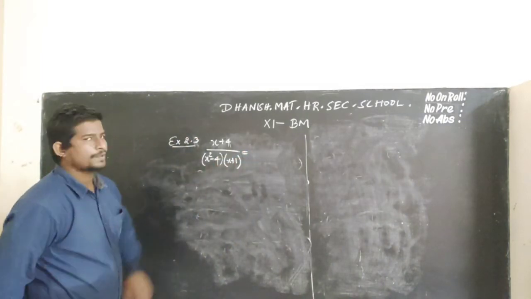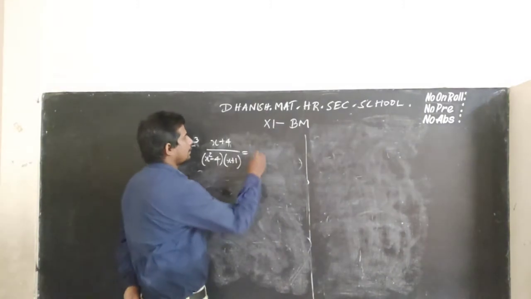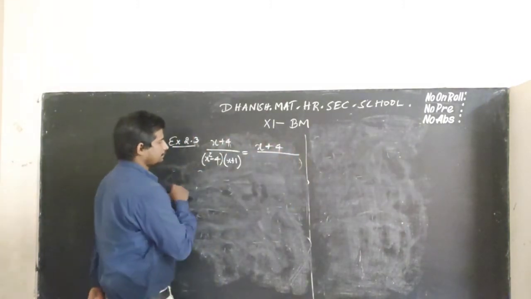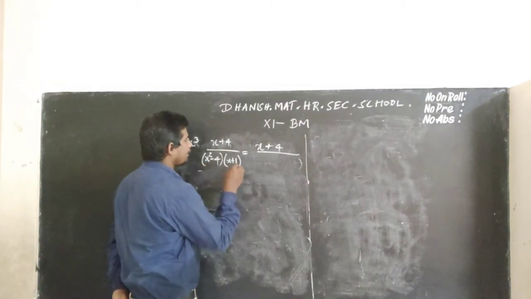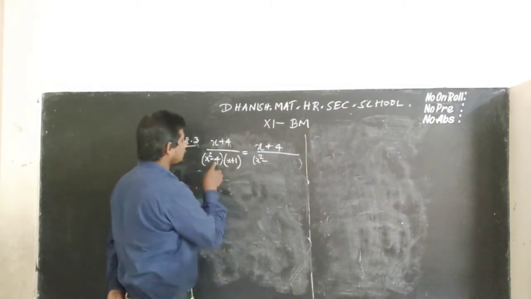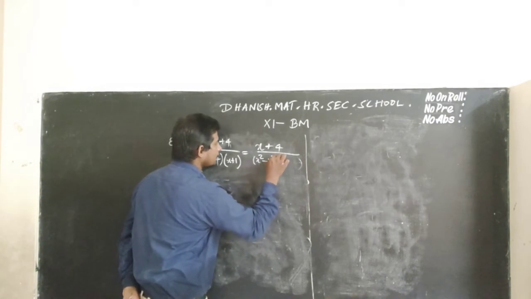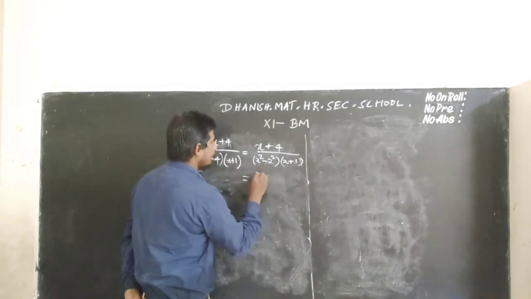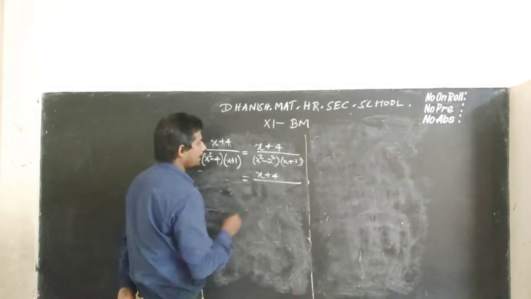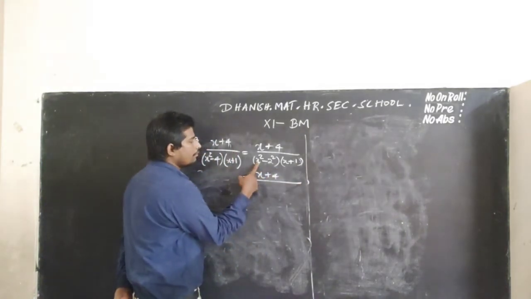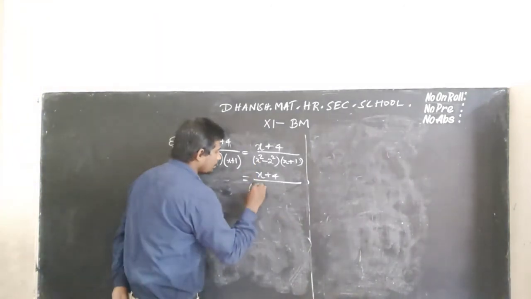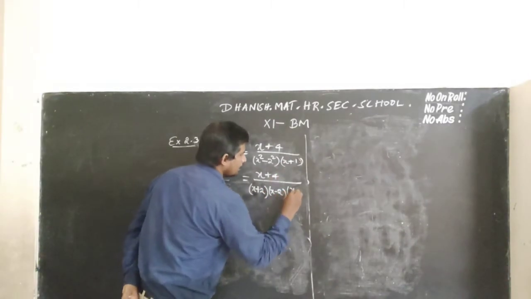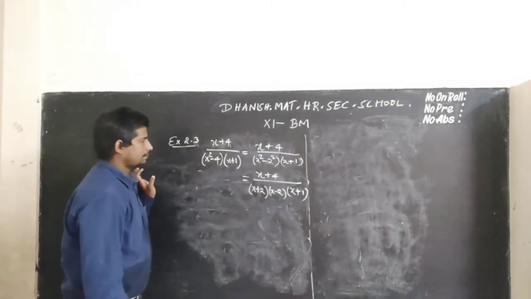Now, this rational expression can be written as x plus 4 by, look at the first factor. Here we are having x square minus 4. Now I am going to write x square minus 2 square into x plus 1. The next step would be x plus 4 by, this is in the form of a square minus b square. So I am going to apply the formula a plus b into a minus b. Then the last linear factor x plus 1.